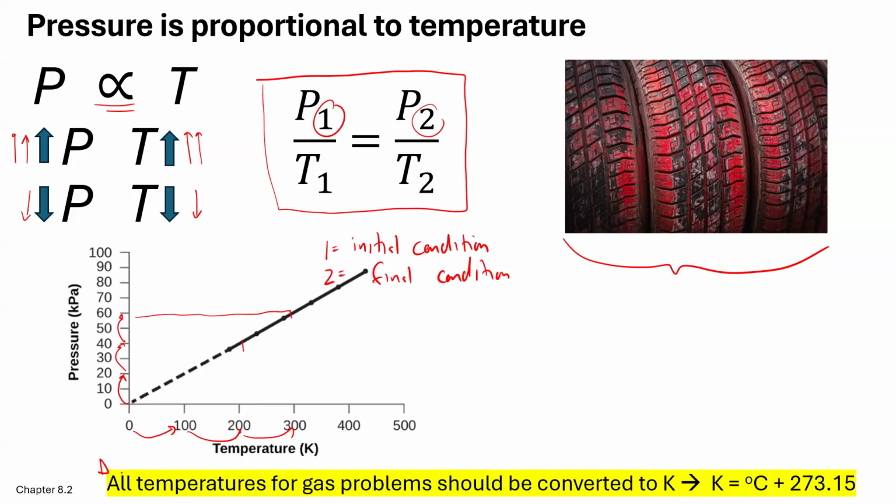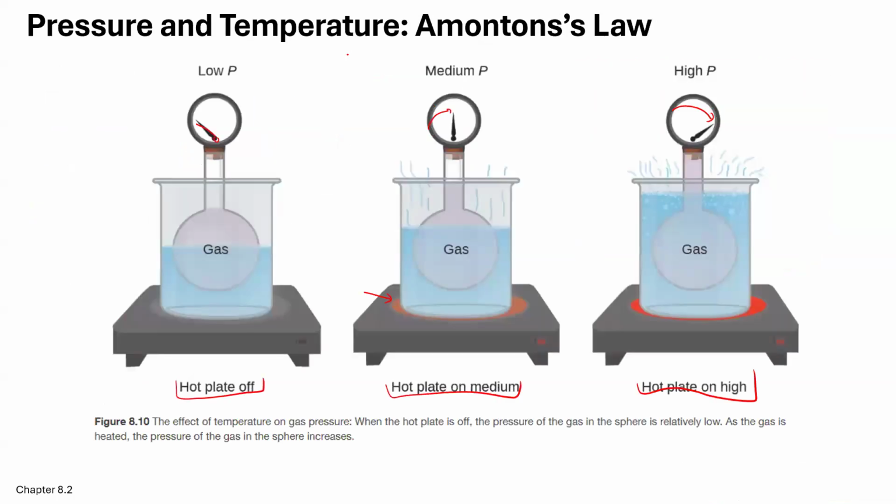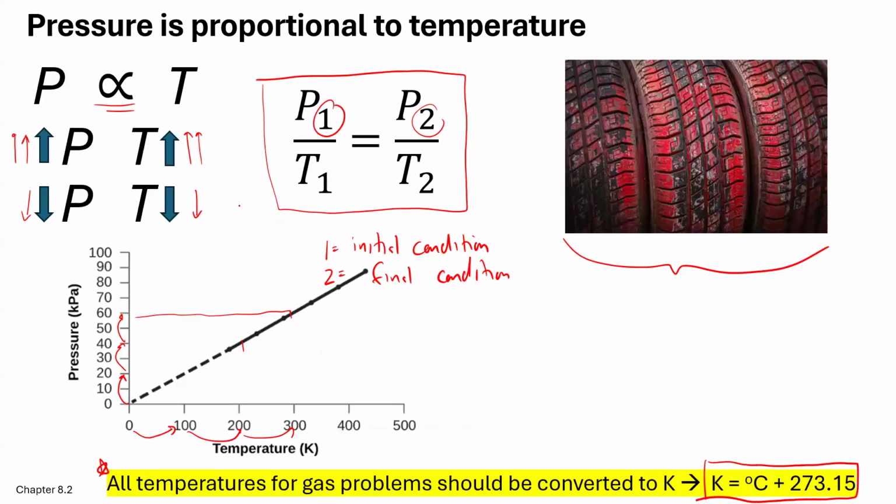One thing I want to point out is that all temperature for gas problems should be converted to Kelvin. So this is Celsius to Kelvin. And you could also go from Kelvin to Celsius using that, but primarily we're going to go from Celsius to Kelvin in this chapter. So this is what's called, what was this guy's name? Amontons's law. Never knew that till now. All right, so again, this is the equation we're going to use.